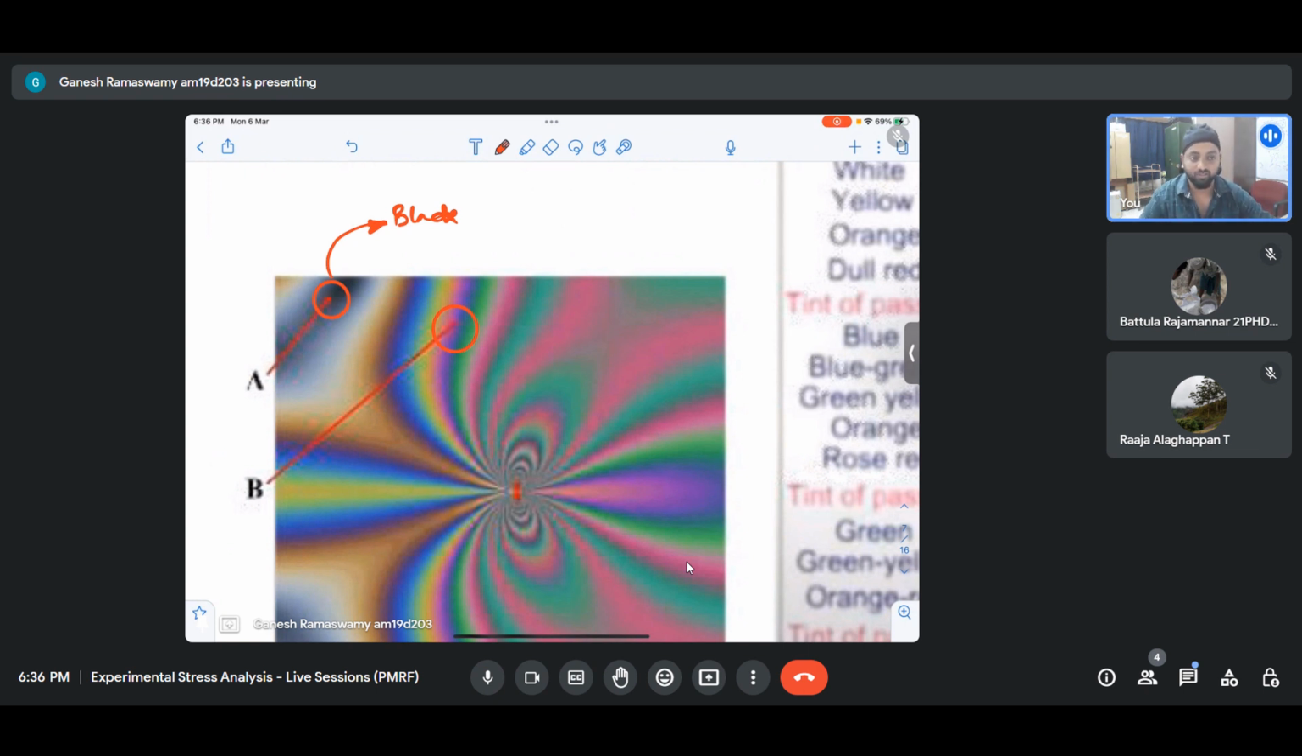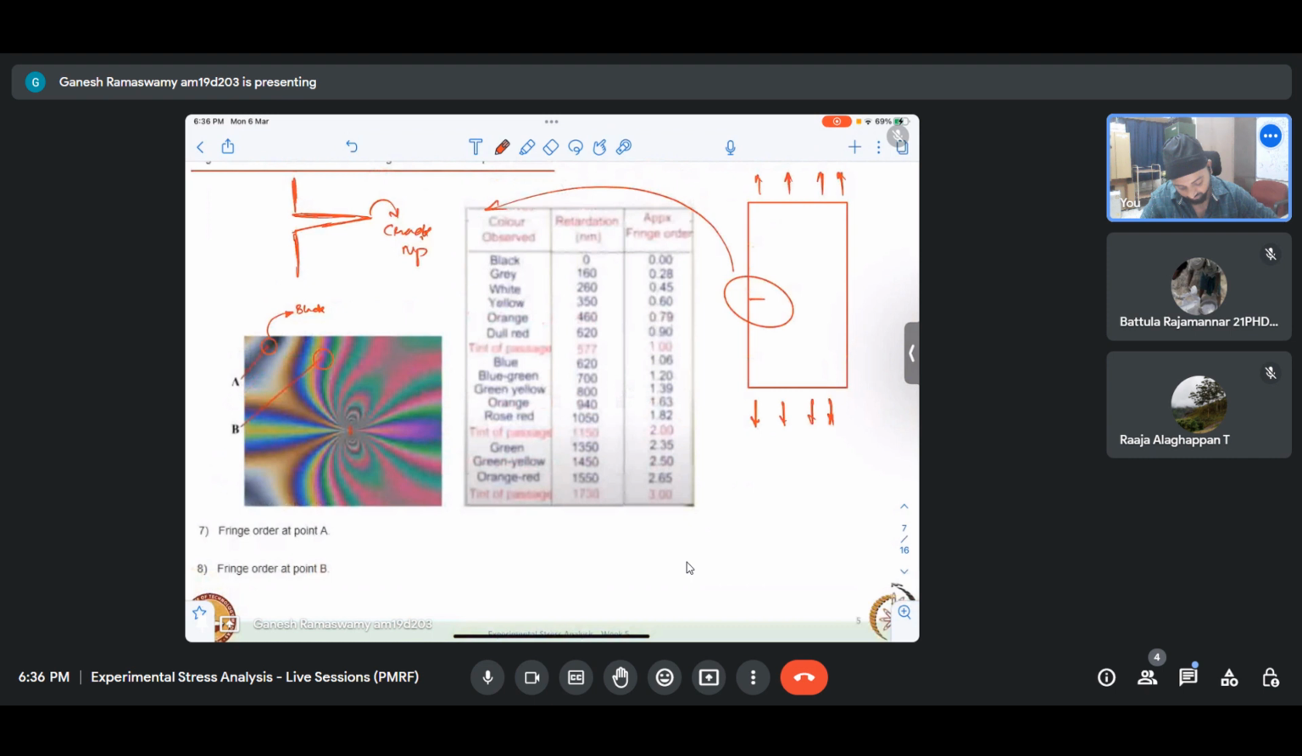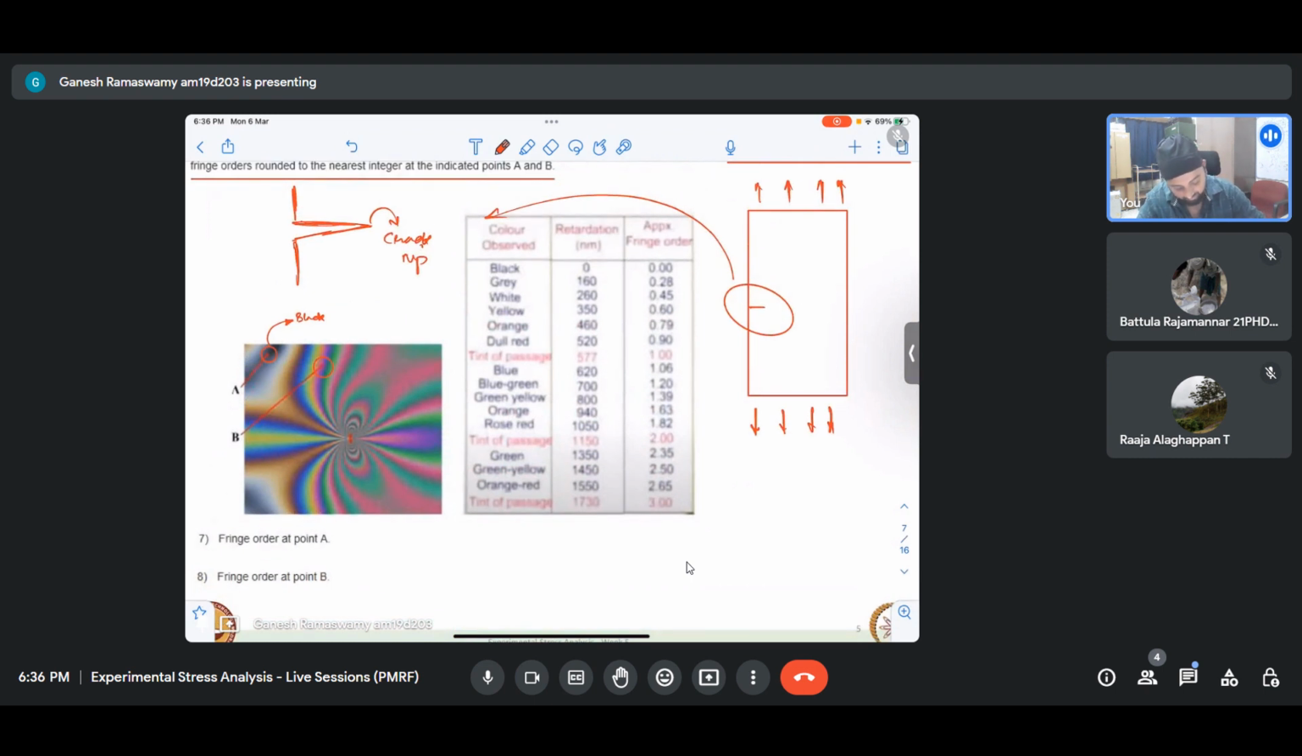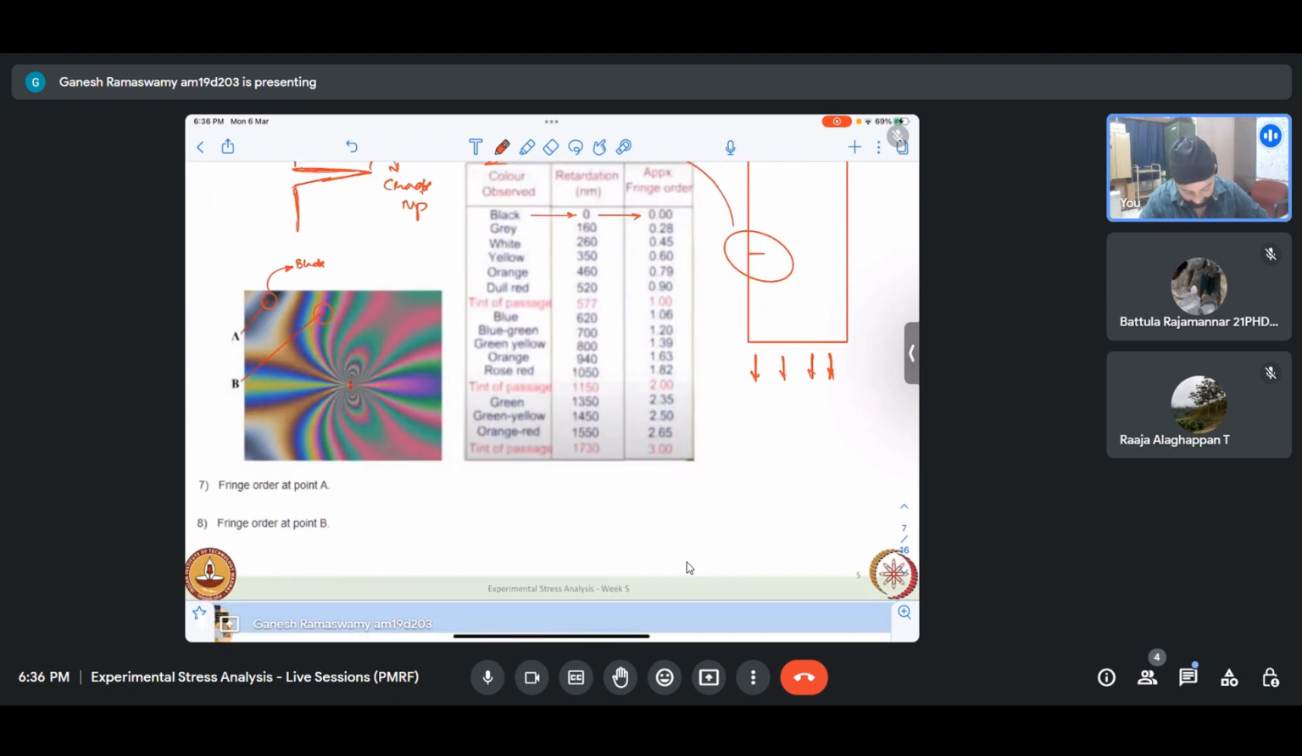Okay, so we know that at point A, we essentially have black. If we look at this color table, we can see that black only indicates a fringe order of 0. So we are clearly able to see that at point A, fringe order n, which is delta by 2 pi, is nothing but 0.